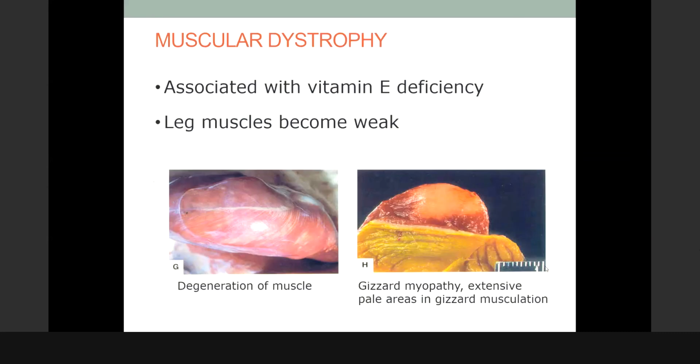Okay. Next one is muscular dystrophy associated with vitamin E deficiency. I've covered this before. Vitamin E deficiency leads to three manifestations: encephalomalacia, muscular dystrophy, and the exudative diathesis. So what happens is degeneration of the muscle. The muscle fibers degenerate and you can see all these white streaks. You can check the gizzard also becomes whitish because of the muscular dystrophy. I'm not going to cover this because I've covered it in the previous lecture.